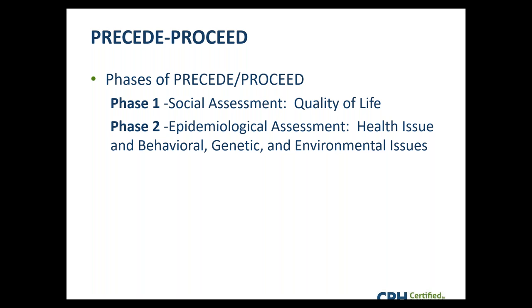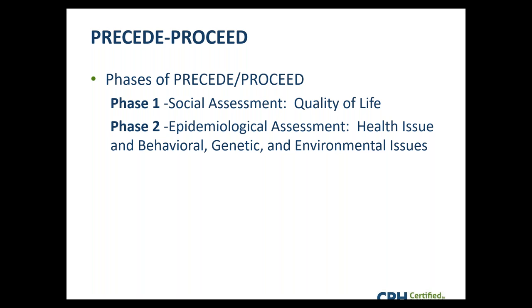Precede Proceed got developed in the 70s, and as you know, the creators Larry Green and Marshall Kreuter were instrumental to the success of this model. Today, it is in its last and I believe final version, but it's made up of phases. And as you take a look at the phases in the model, we'll see it in a minute. The thing about Precede Proceed is that you sort of start at the end, right? You start at quality of life where you want to end up, and you actually work your way back to the actual model and the planning.